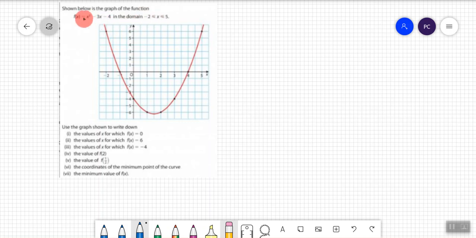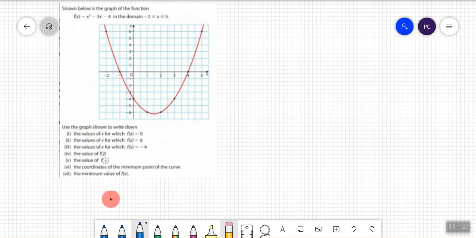We can see here it's a quadratic because it has that characteristic shape of a quadratic, and the sign that's in front of the x squared is positive, so therefore you have this characteristic smiley face, if you like. So what you're being asked to do is use the graph shown to write down the values of x for which f(x) is equal to 0.